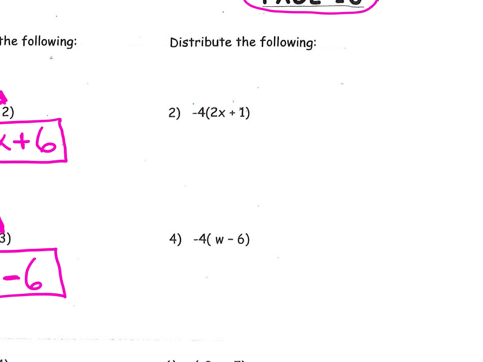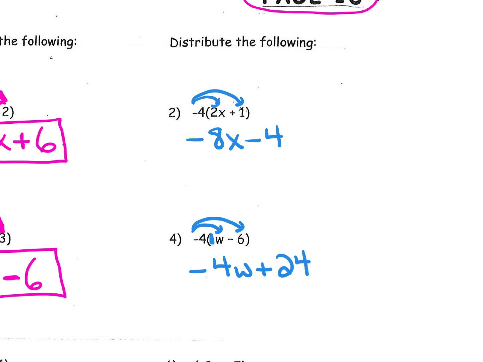Okay, let's check your work. As you distribute a -4 to each of these terms, you should get negative 8x minus 4. In number 4, after you place a 1 in front of the W and you distribute a -4 here, you should get negative 4W plus 24. Give yourself a C if each of those are correct. Let's check out 6 and 8.